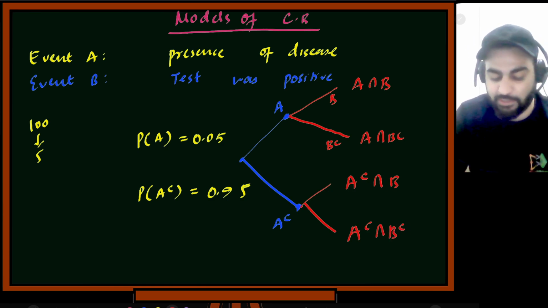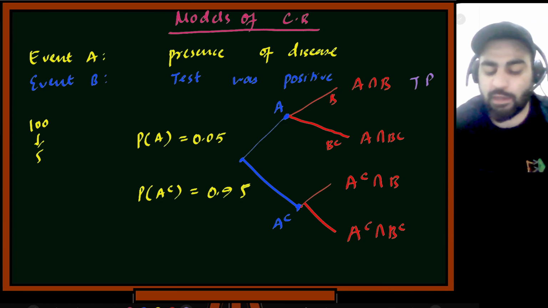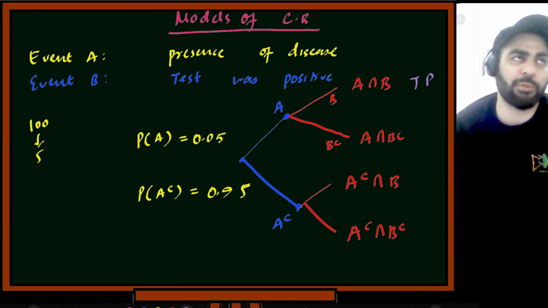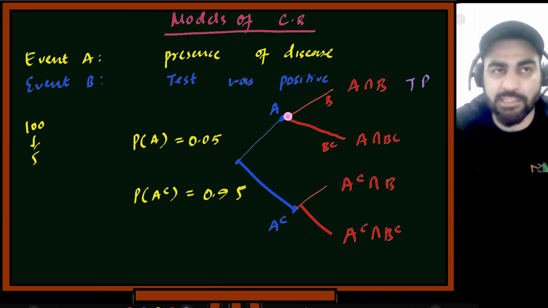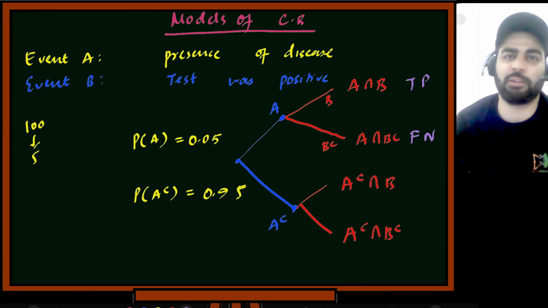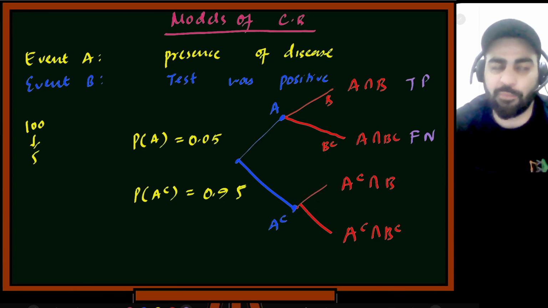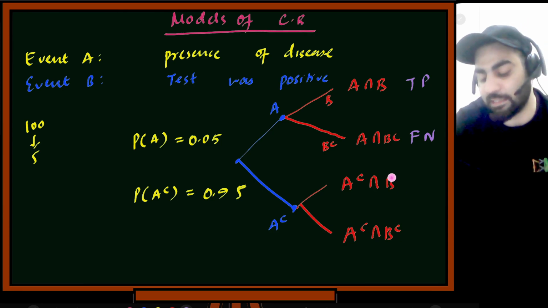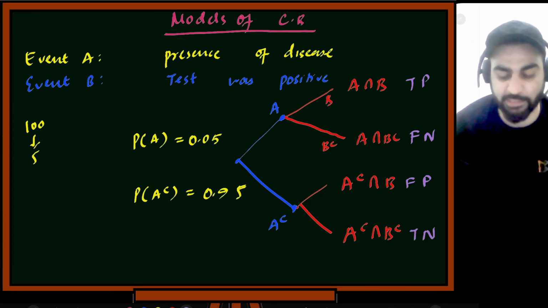Let's name them. This is our true positive: the person actually was positive, and our machine also showed positive. Then the person actually had the disease but it was detected as negative. This is called a false negative, as it was classified as negative. Here the person did not have the disease, but our equipment showed that they have it. So this is a false positive. And this is a true negative. How many of you understood this? How many of you understood the setup of the problem?